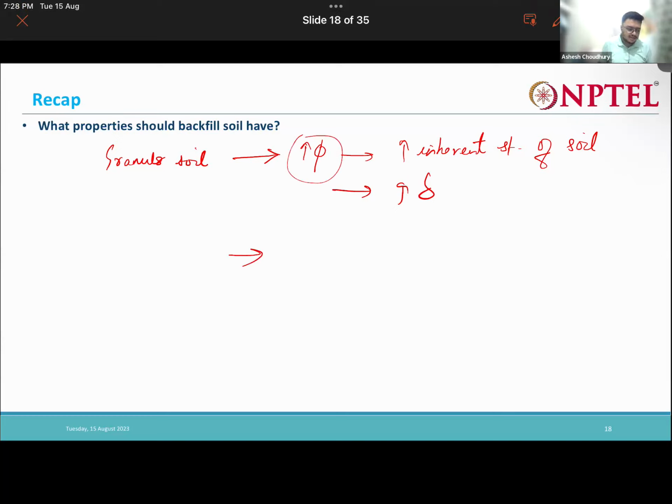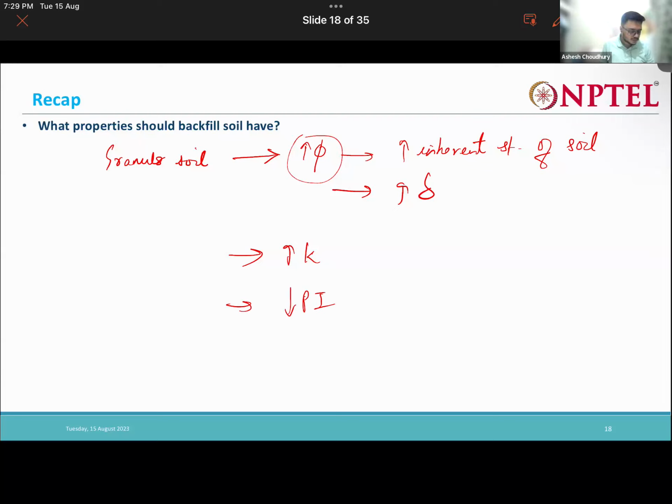If you are using granular soil, then higher permeability. So what? Higher drainage, inherent drainage property. It will allow the water to pass through it easily, right? Then lower plasticity index. Lower plasticity index means what? Lower volume change. The soil won't expand and contract that much when it comes in contact with water. So lower volume change means the reinforcement is going to have a higher service life.